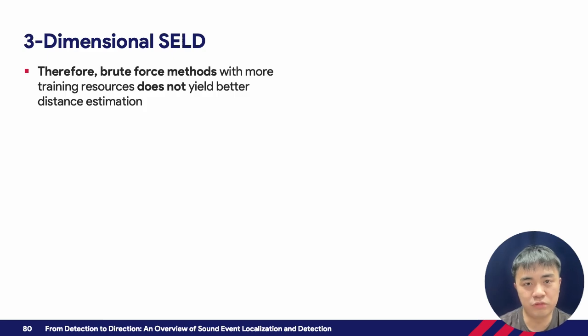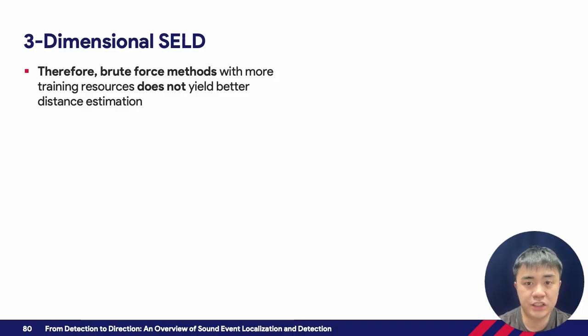So the key takeaway from those results is that for distance estimation, brute force methods such as using bigger models or more data do not seem to work. A likely reason for this is that the input features that we discussed thus far, like intensity vectors or GCC-PHAT, were designed for directional localization and contain very little explicit information about distance.